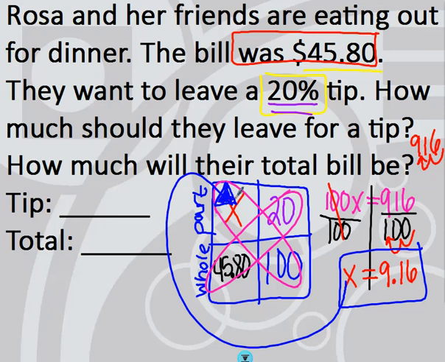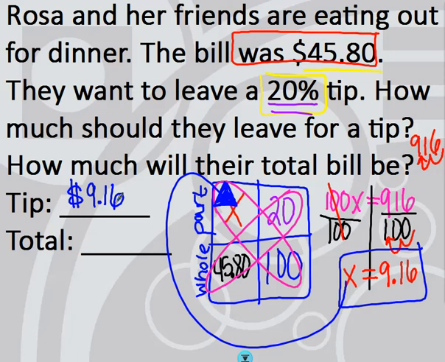So what that means is, if you look back to your proportion box, we were missing the part. So the part, the 20% tip, is going to be $9.16. So I can actually come over here and write $9.16. So now we kind of have to think about what to do with that. So it says they want to leave a 20% tip. We found that that was $9.16.